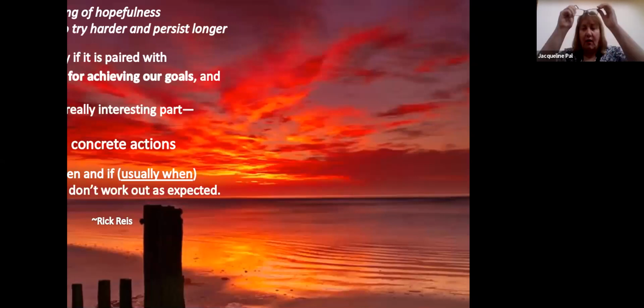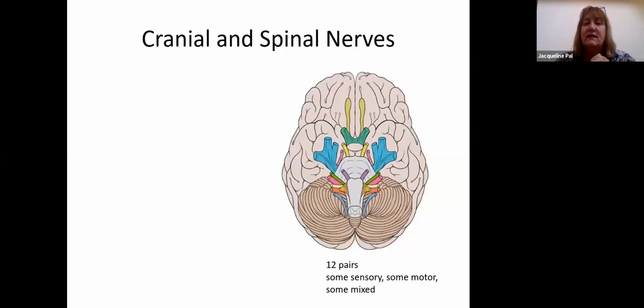Welcome back. In this part, we are going to be talking about the cranial nerve portion of the peripheral nervous system. So let's get started. In order to understand the cranial nerves, we are going to be looking at the undersurface of the brain. And I'm using this drawing just because each nerve-related structure is a different color. So it's very easy for you to follow along this way.